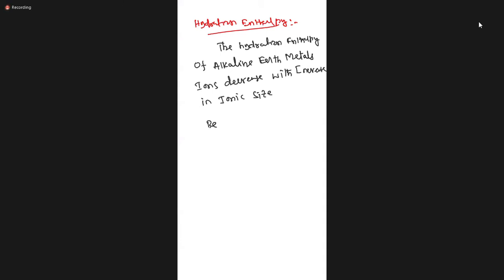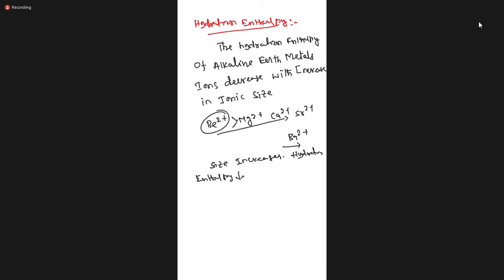Suppose beryllium 2 plus, magnesium 2 plus, calcium 2 plus, strontium 2 plus, and barium 2 plus. While going down the group, size increases. Is it correct or not? Size increases, hydration enthalpy decreases. So that's why what is the order? Be2 plus has greater hydration enthalpy than Mg2 plus, than Ca2 plus, then Sr2 plus.